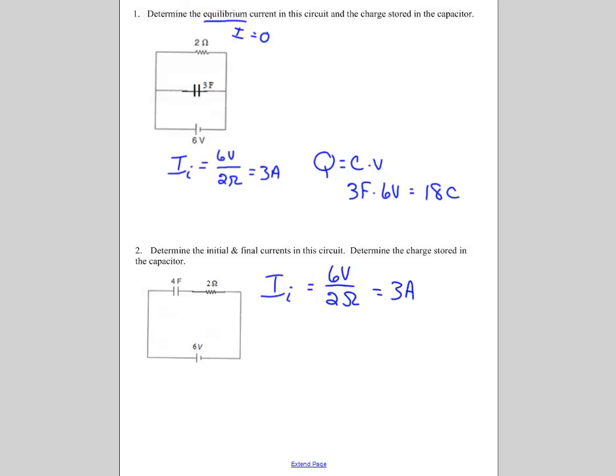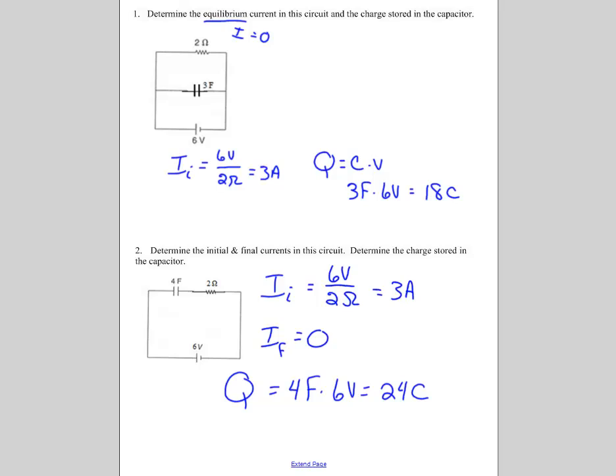Again, when the capacitor is charged, that's at equilibrium, and my current is 0. Charge stored by the capacitor, again, 4 farads, 6 volts. So this time I have 24 coulombs of charge stored.